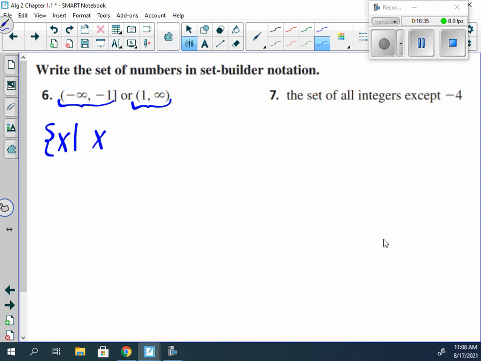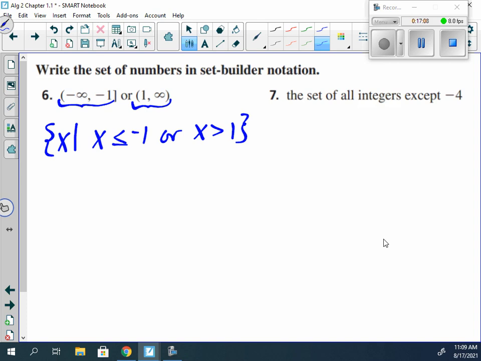So negative infinity to negative 1, so we're talking about all the values what? Less than negative 1. So we're saying x is less than or equal to negative 1 because we have a bracket. Bracket means equal to, parentheses means not. Or what? x is greater than 1. And that's it.